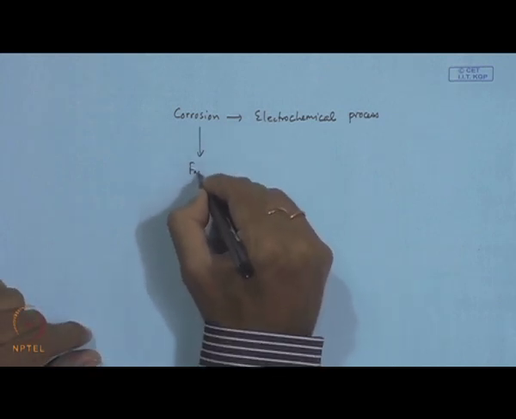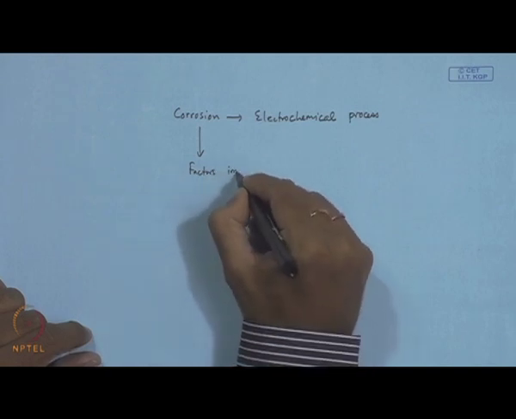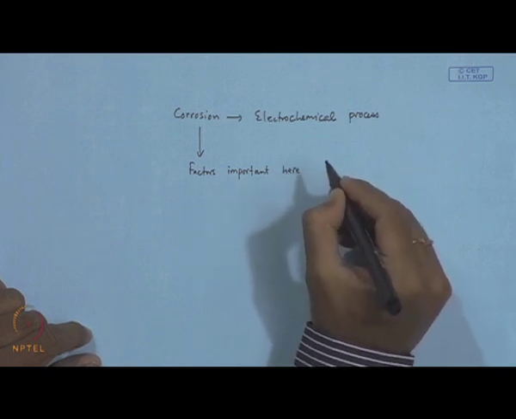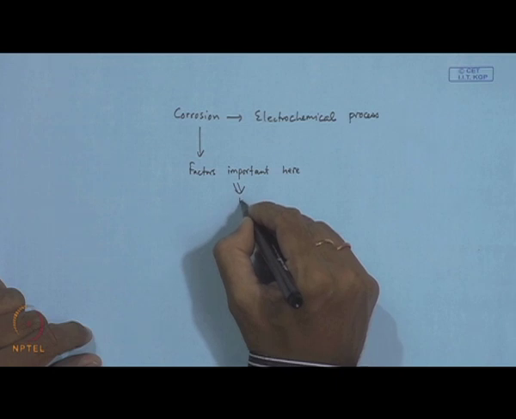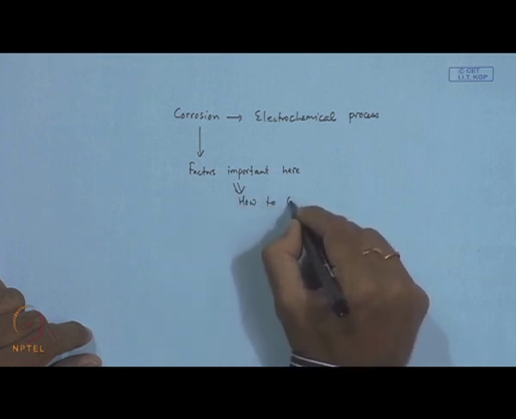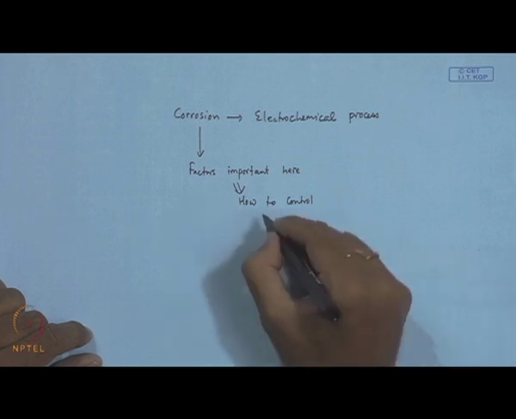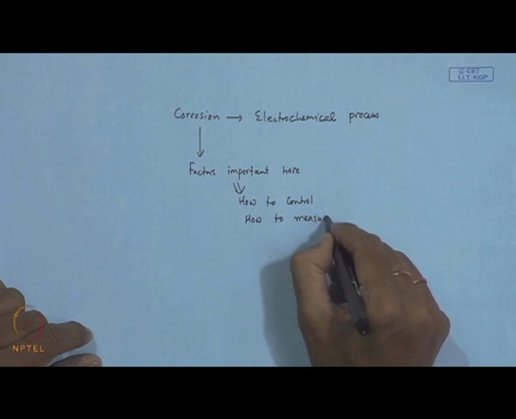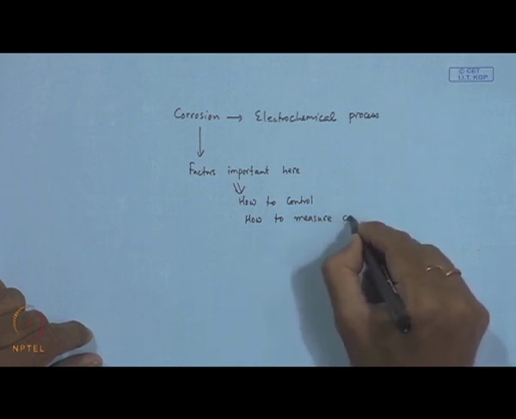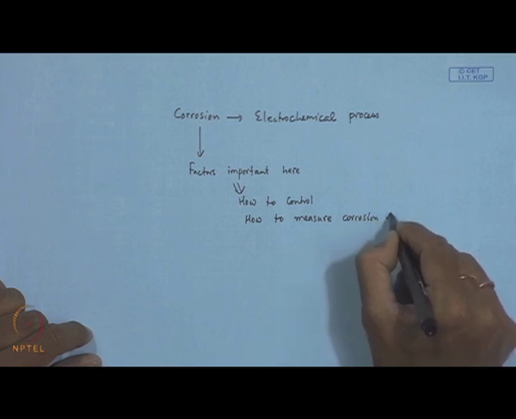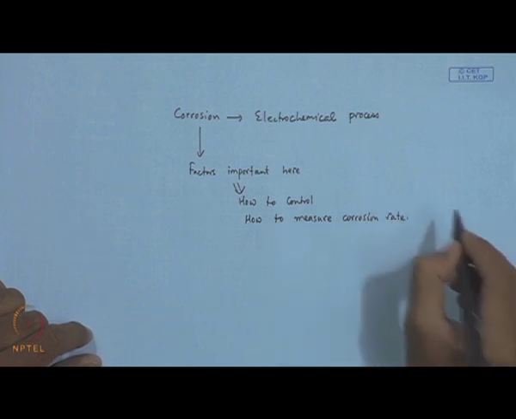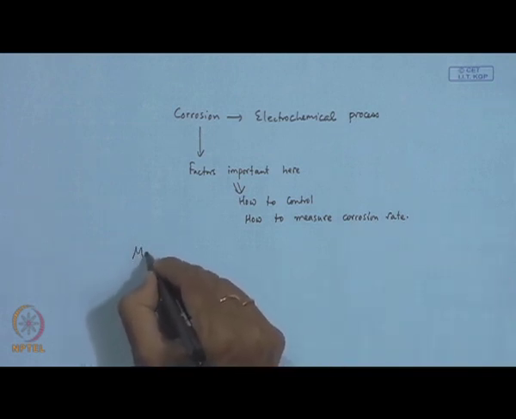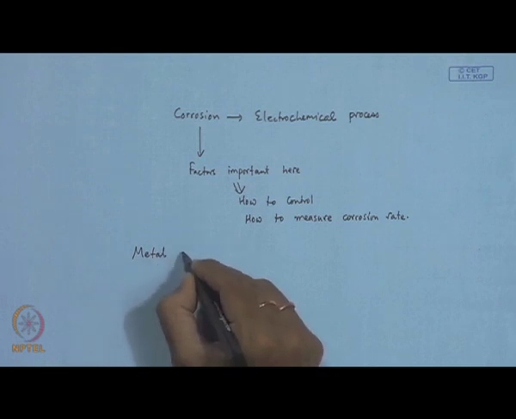So, the important factors here, and how to control, and how to measure corrosion rate. Okay. Now, let us start from metal dissolution.